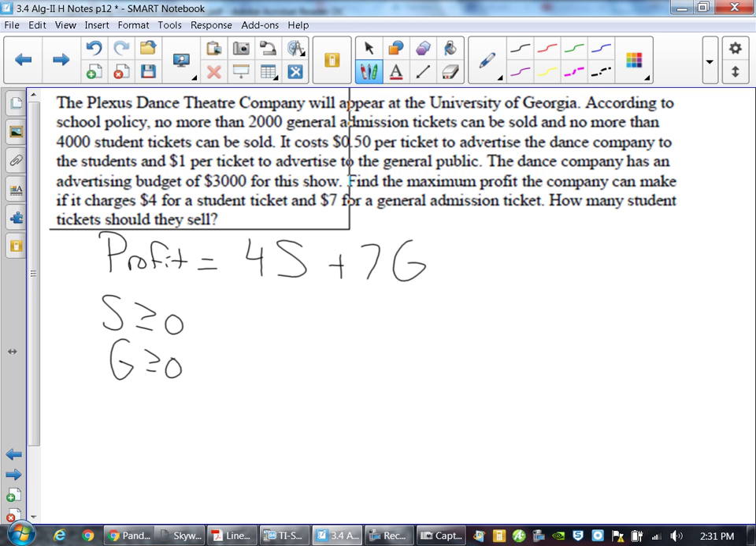It also gave us information that there's a cap on them. What does it say? No more than 2,000 general admission. So what's your upper boundary for G? 2,000. So G has to be greater than or equal to 0, and also less than or equal to 2,000. What's the cap on students? 4,000.